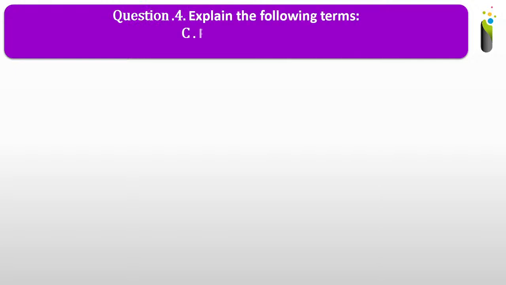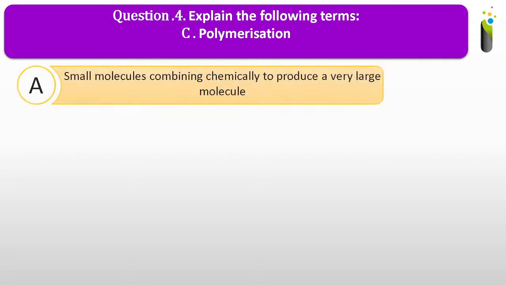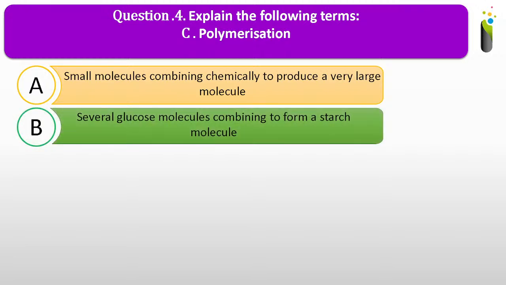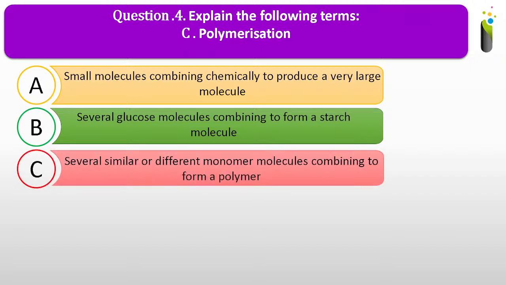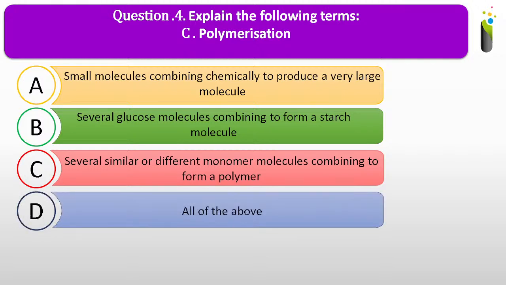Question number 4. Explain the term polymerization. A. Small molecules combining chemically to produce a very large molecule. B. Several glucose molecules combining to form a starch molecule. C. Several similar or dissimilar monomer molecules combining to form a polymer. D. All of the above.